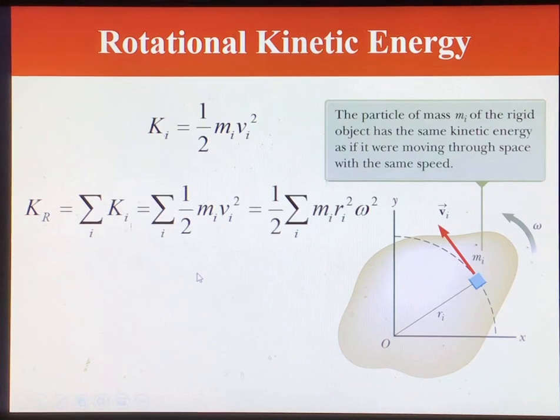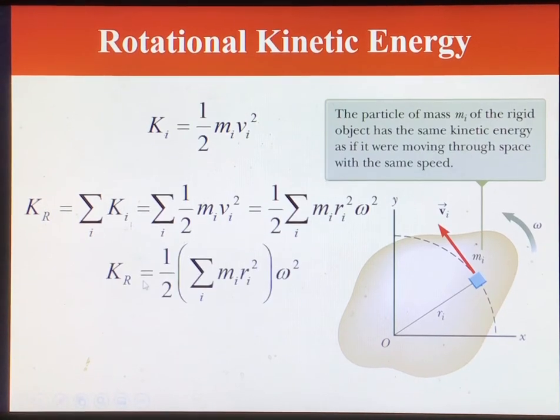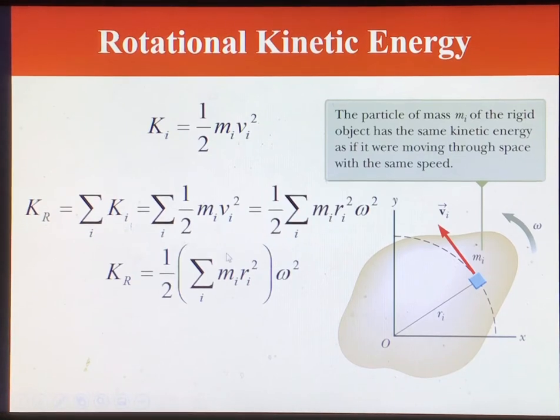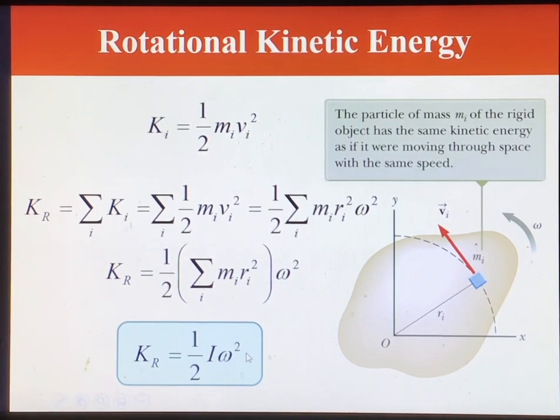And so if you look at this very well, you can write the rotational kinetic energy as 1/2 times all of this quantity here times omega squared, which we can also write as 1/2 times I times omega squared. So this is the rotational kinetic energy of a system that has a moment of inertia I and has an angular speed of omega.